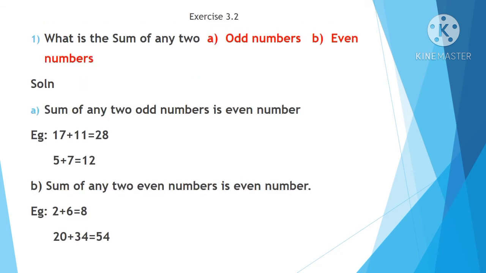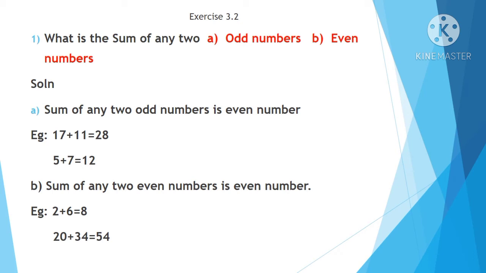So we are going to start this exercise. What is the sum of any two odd numbers and even numbers? The A part question is odd numbers. We want to find the sum. Sum means what, children? Addition. We want to find the sum of any two odd numbers. And the second part is even numbers. So let's first do the A part, which is odd numbers.